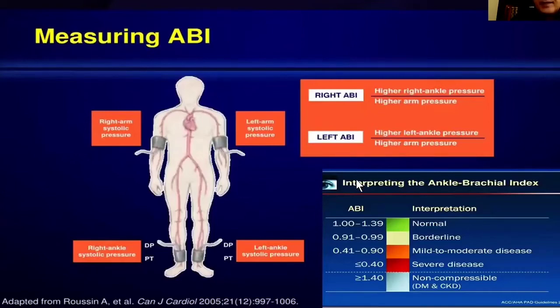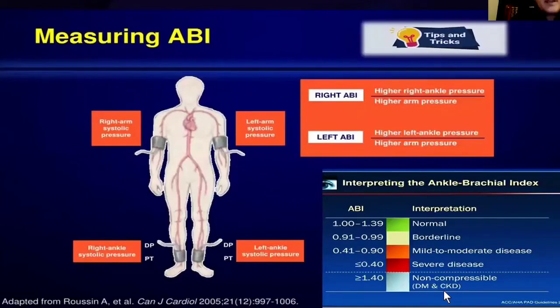The guidelines for interpreting the ankle brachial index show that an ABI from 1.00 to 1.39 is normal, from 0.91 to 0.99 is borderline, from 0.41 to 0.90 is mild to moderate disease, and less than 0.40 is severe disease. More than 1.40 is non-compressible, as in diabetes and chronic kidney disease.